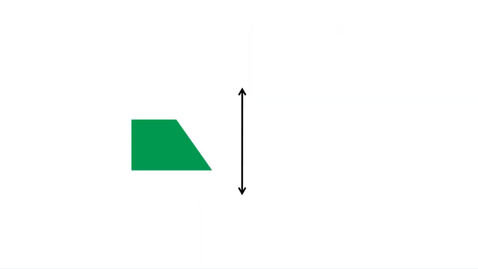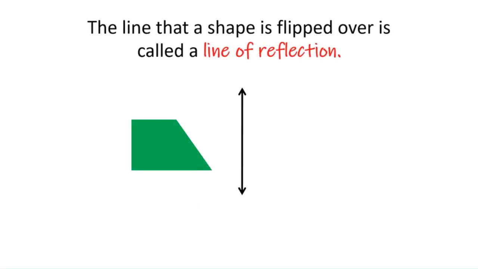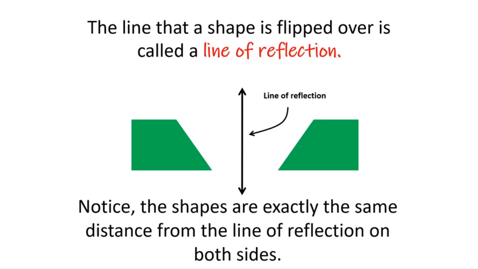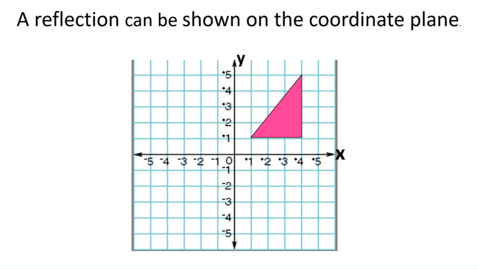So when we flip across a line, the line that the shape is flipped over is called the line of reflection. Notice that the shapes are exactly the same distance from the line on both sides, but they are facing in opposite directions. A reflection can also be shown on the coordinate plane.